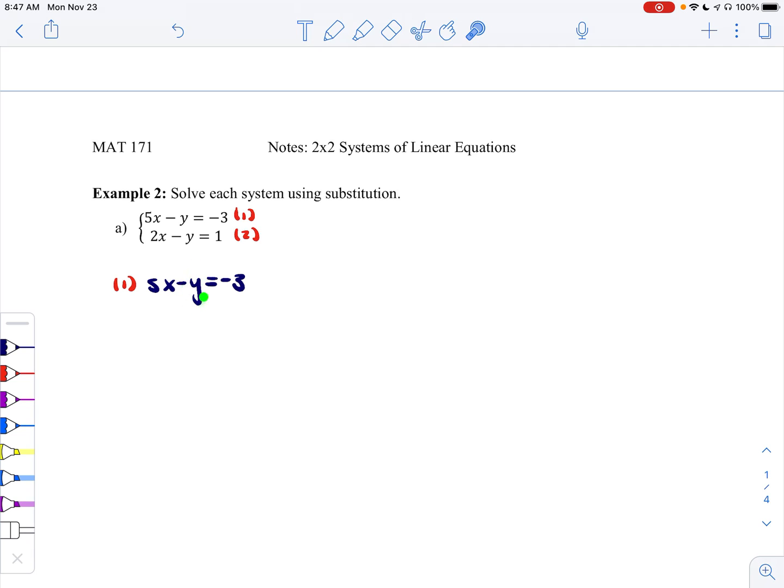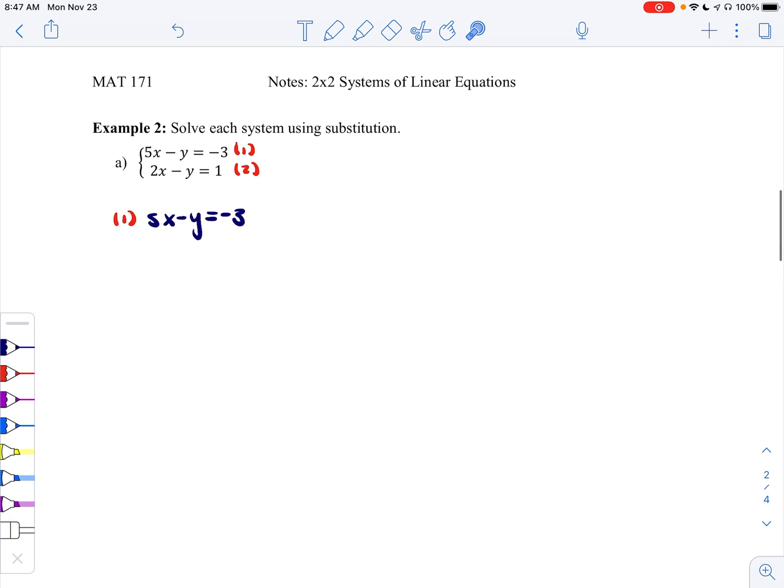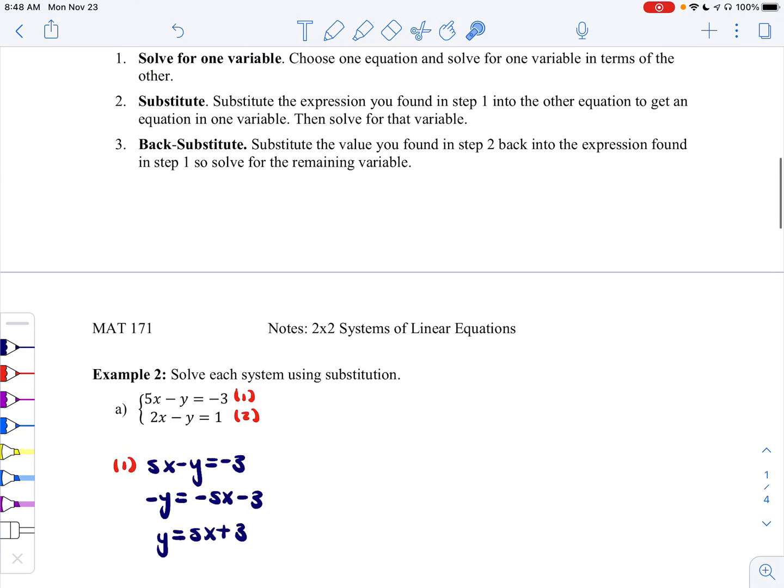Now, the reason why I say that is because the x has this coefficient of 5, which means we would have to divide by a 5 in order to solve it, and we'd end up with some fractions. Whereas the y, it just has that coefficient of -1, so we'll have easier numbers to work with. So I'm going to go ahead and solve this for y. I'm going to subtract my 5x over, and then divide the whole thing through by a -1, which will give me y is equal to 5x plus 3. Okay, so we've solved the first equation for y. So that's step 1 right here.